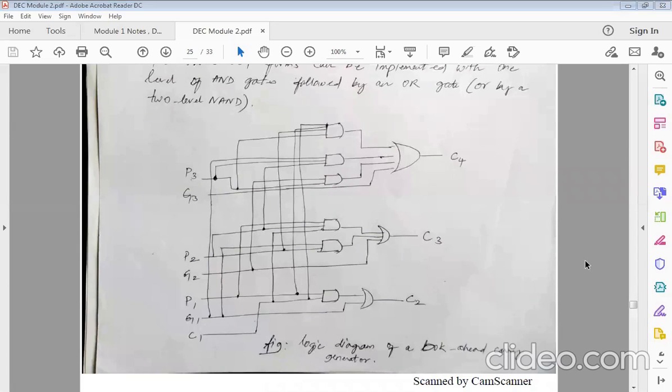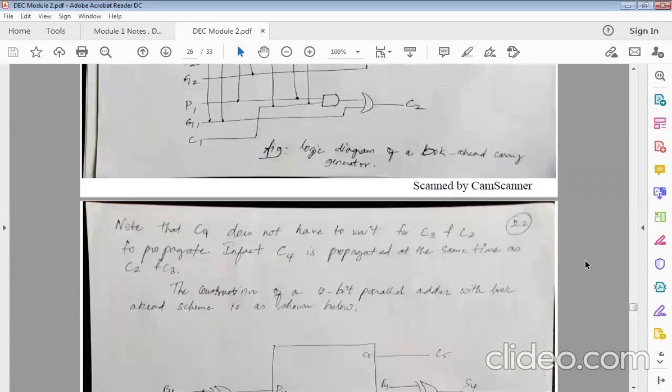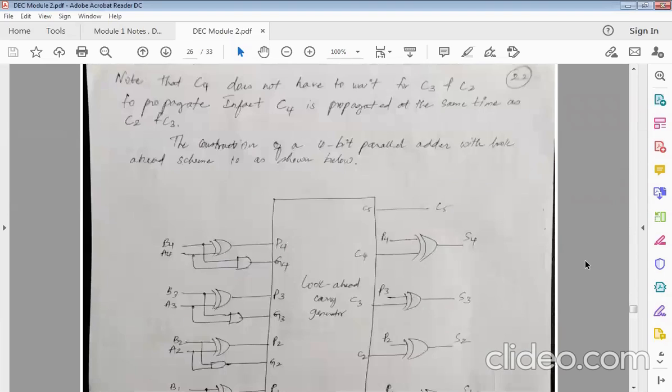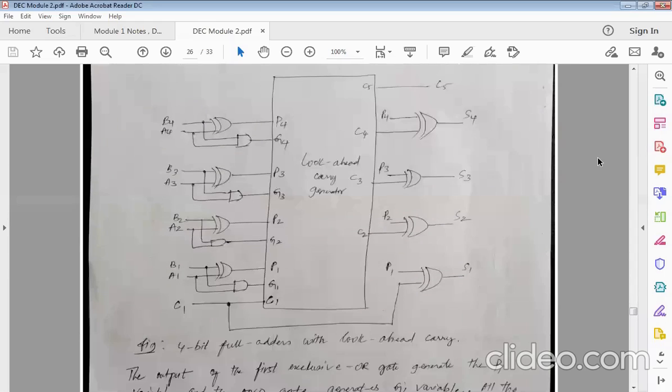Fine. So this is about your carry look ahead adder. Note that C4 does not have to wait for C3 and C2 to propagate. In fact, this is a very important point, so you should make note of this. C4 is propagated at the same time as C2 and C3. That was the time-saving thing that we did with your look ahead carry generator.